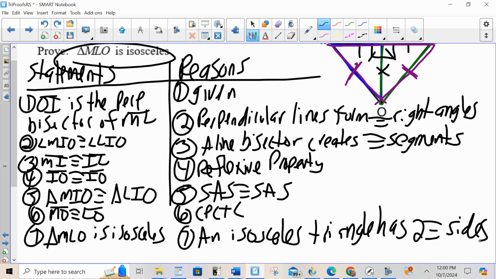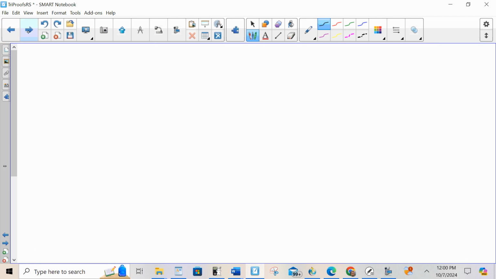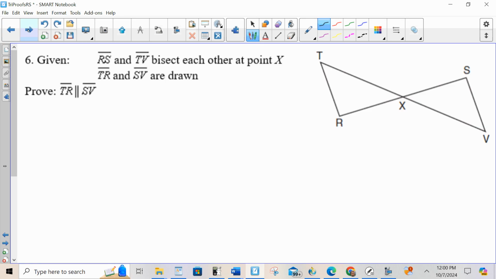If you notice on the review sheet, you have one example for proving isosceles and one example for proving parallel. I'm not going to give you both, but I am going to give you one. I'm not going to go over the beginning of this proof. I know I want to prove that the triangles are congruent. So if RS and PV bisect each other, those are congruent, and those are congruent. Vertical angles are congruent. And I'm going to pick it up at the triangles being congruent.